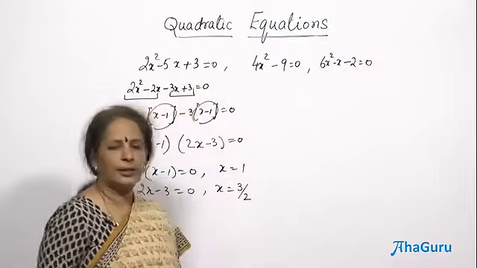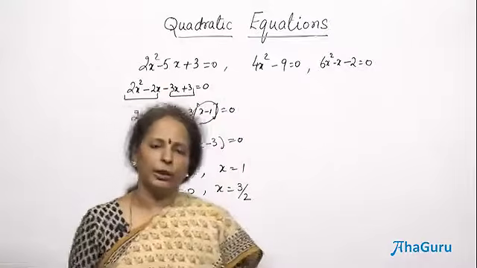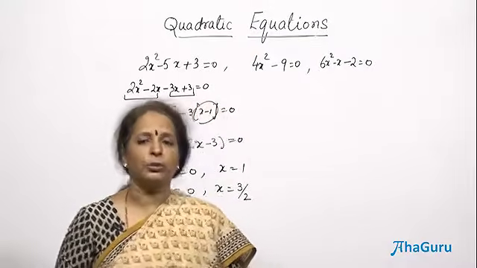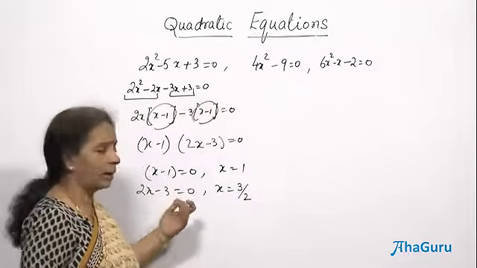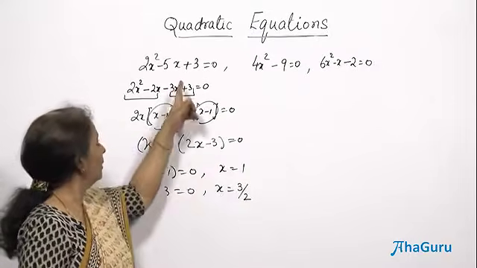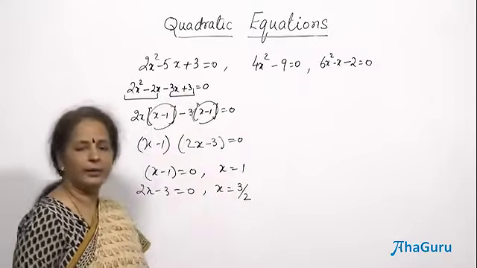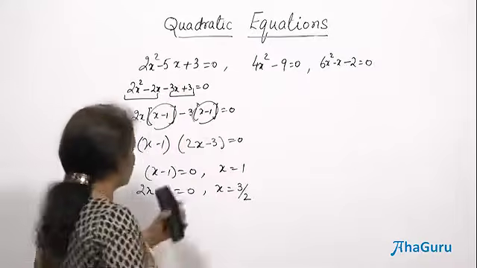A root is that value of x which is going to make the left hand side of the quadratic equation equal to 0, and on the right we have 0. So, by putting x is equal to 1 or x is equal to 3 by 2, we get 2 roots. They are known as the roots of the quadratic equation. The 2 roots are x is equal to 1 and x is equal to 3 by 2. So, this is one way.